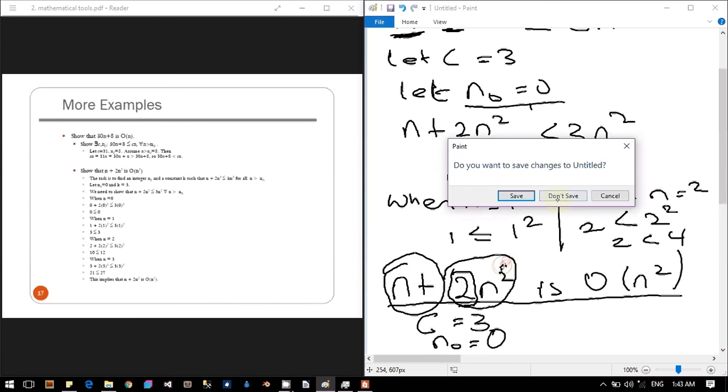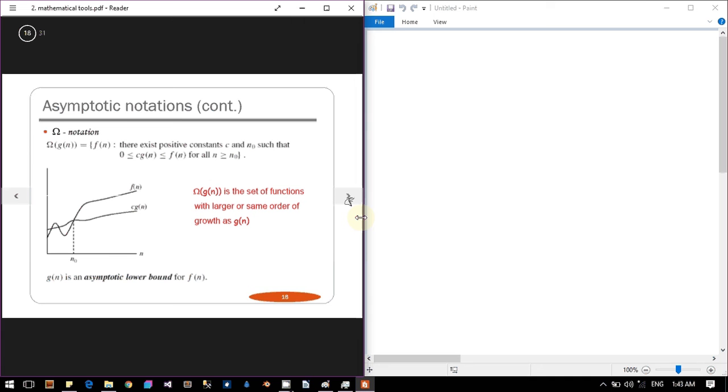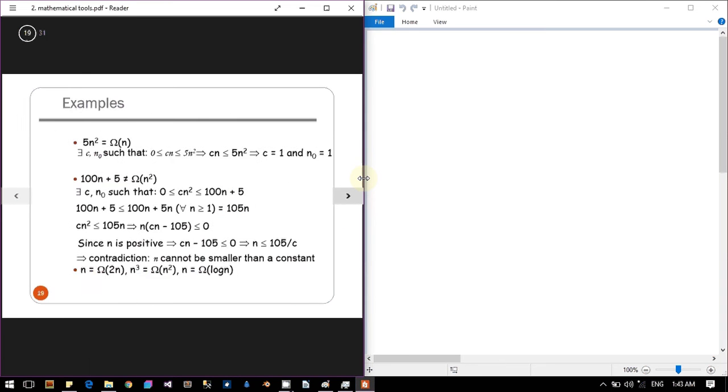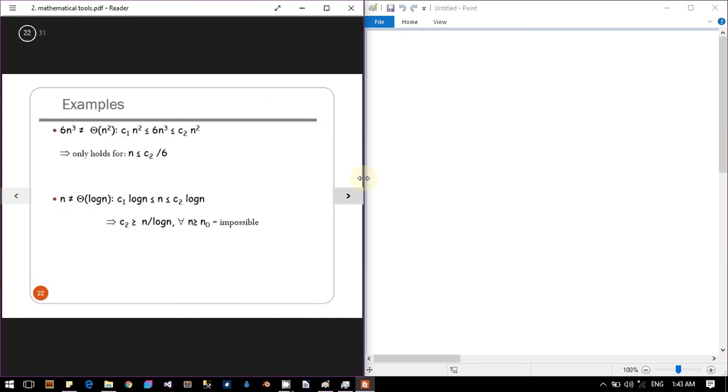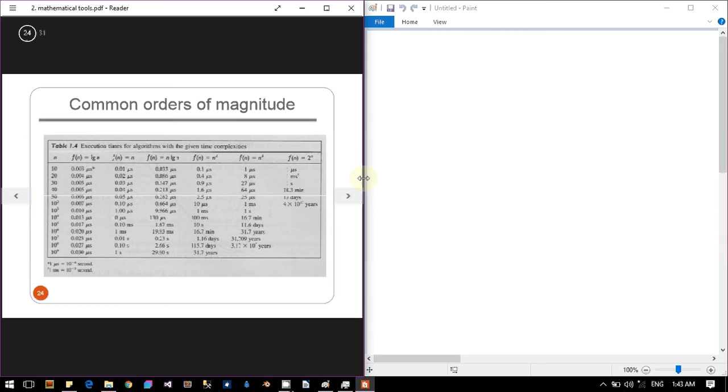Okay, good. So moving on, this is a recap of big omega. These are examples. This is a recap of big theta. We discussed that in the previous lecture. Okay, so now this is the next thing I want you to learn. This is a key slide in this lecture. You need to understand the magnitudes of orders.